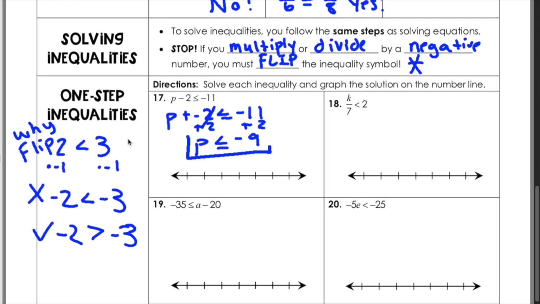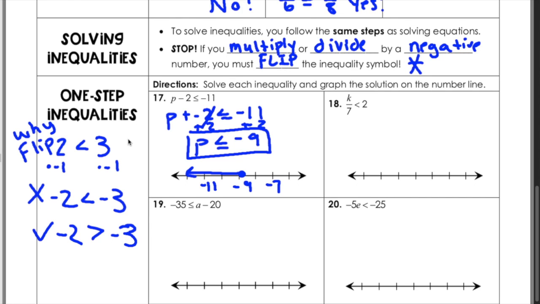So this is my final inequality, and now I need to graph it. We always solve and graph. So I'm going to put -9, then -11, -7, and because it's less than or equal to, it's a closed circle, and I draw my arrow to the left because those are all of the numbers smaller than -9.